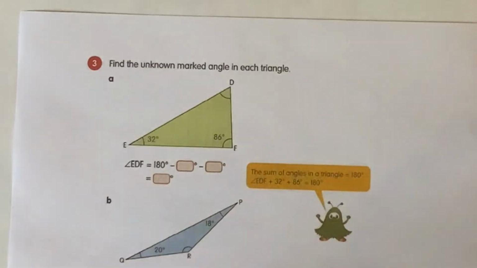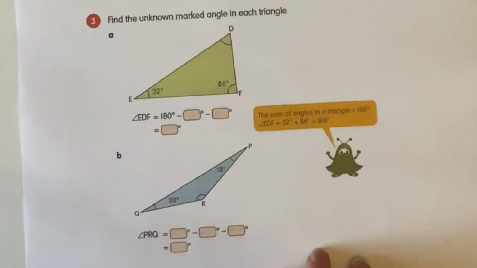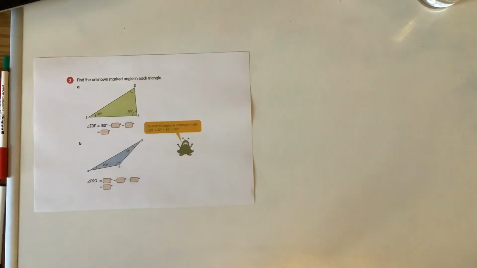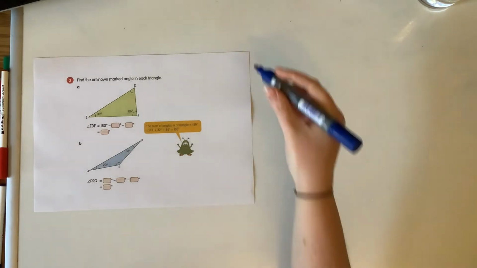Now, what I'd like you to do is have a go at this question, question number 3. Okay, so pause the video, have a go. Can you work out the unknown angles in each of the triangles? And then I'll go through the answers. Okay, let's just go through those answers now to see if you got them correct.